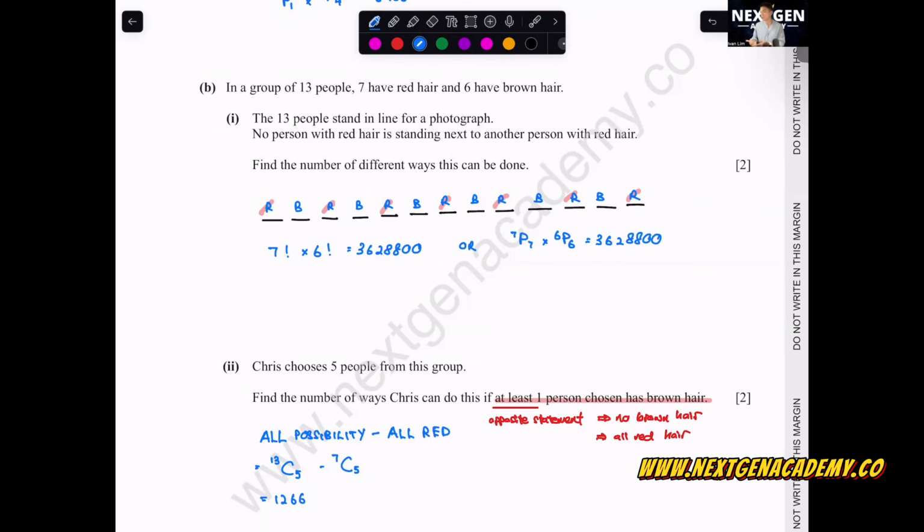Can you do it the other way around, the more straightforward way? You can. You can do 1 brown hair, 2 brown hair, 3 brown hair, 4 brown hair, 5 brown hair. But then you will split it up into 4 different equations, then you have to add up all of it. But you have to look at the marks also. The marks is just 2 marks only, right? Don't waste your time doing that. But if you cannot think of this statement, then just stick with that original method. So you can do 1 brown hair, 4 red; 2 brown hair, 3 red; 3 brown hair, 2 red; 4 brown, 1 red; and then 5 brown hair.